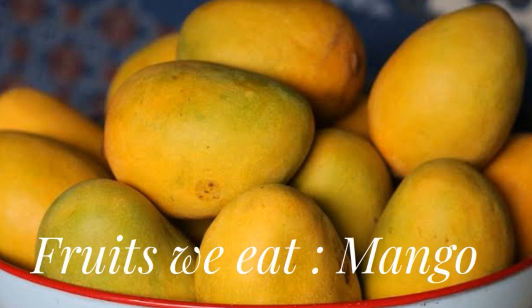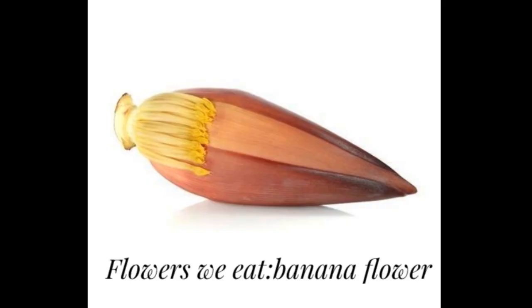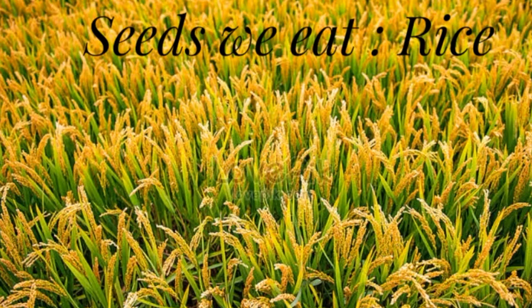Some fruits which we eat. Many vegetables are actually the fruits of plants, but we eat them as vegetables. For example, tomato, cucumber. Some of the fruits which we love to eat, for example, mango, apple, banana, etc. Flowers of plants which we eat, for example, cauliflower, broccoli. We also eat flowers of some plants like pumpkin and banana flowers.